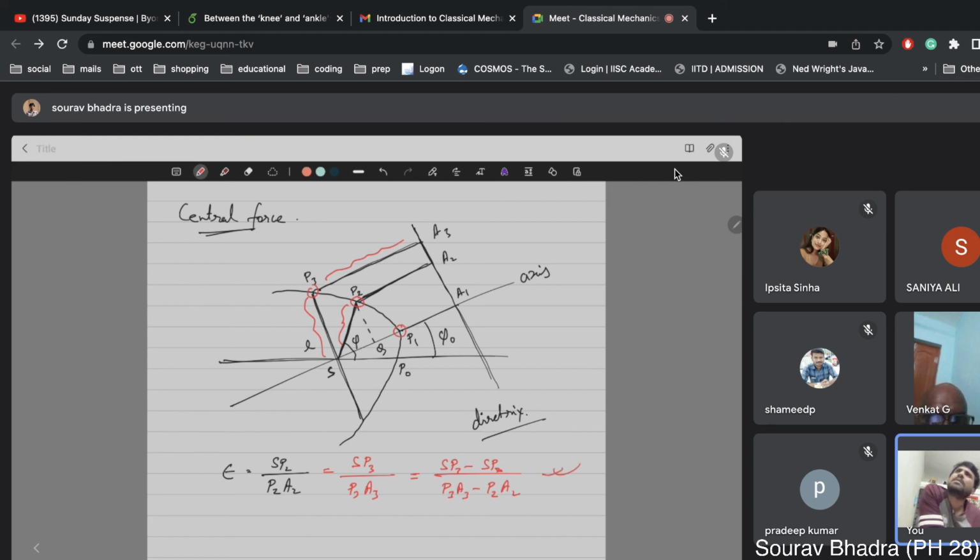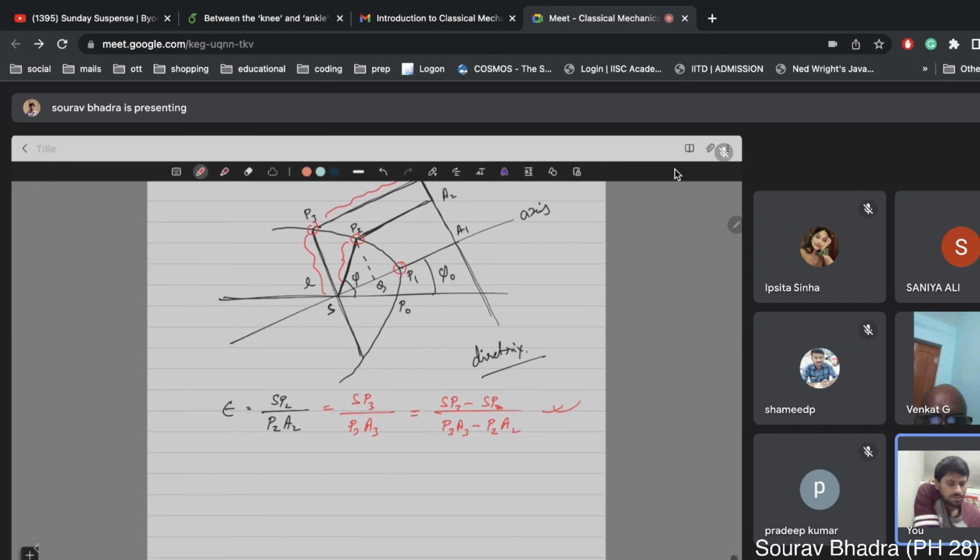This has a name, I forgot some properties. So suppose you have 2 by 4 equals 4 by 8, so half equals 2 by 4 equals 4 by 8. So you can write it as 4 minus 2 by 8 minus 4 also. So this is a property, and this will hold.